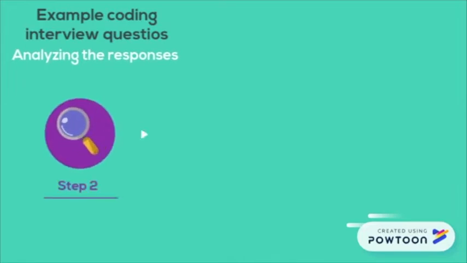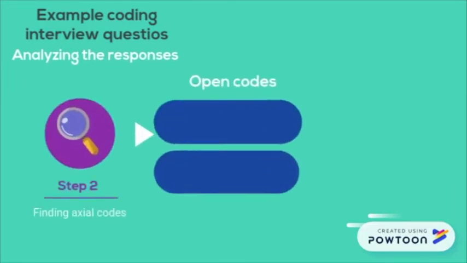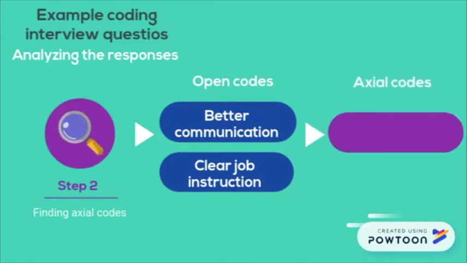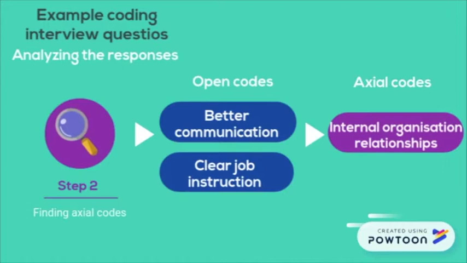Now that we have identified open codes, we can order the data into axial codes. Remember how axial coding was used to relate concepts and categories? Thus, in step 2, we take a look at open codes and determine the axial codes. When we look at the codes better communication and clear job instructions, we see that we can group them into one axial code, namely internal organizational relationships.